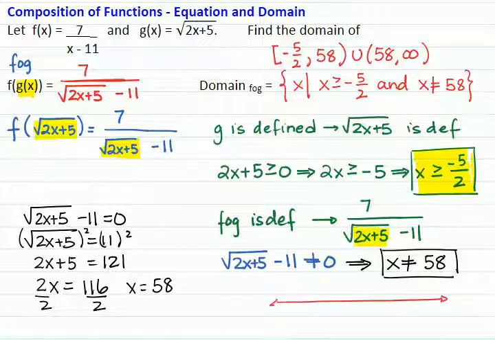This would be my number line. Negative 5 halves is over here, closed circle, and to the right. When I hit 58, open circle, and then continue graphing to the right.